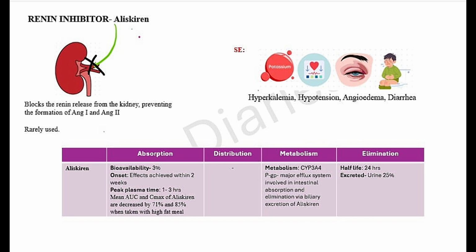However, renin inhibitors are rarely used in clinical practice. Possible side effects include hyperkalemia, hypotension, diarrhea, and angioedema. It has low bioavailability, but a long half-life of about 24 hours, allowing once-daily dosing. It is mainly metabolized by CYP3A4 and eliminated through bile and urine.